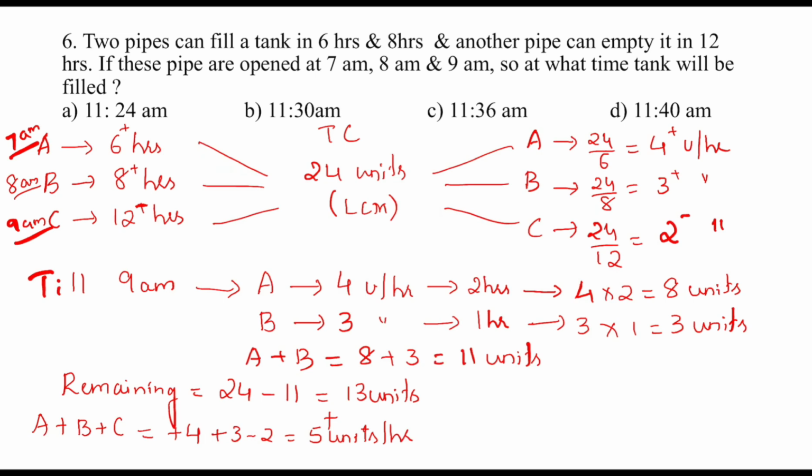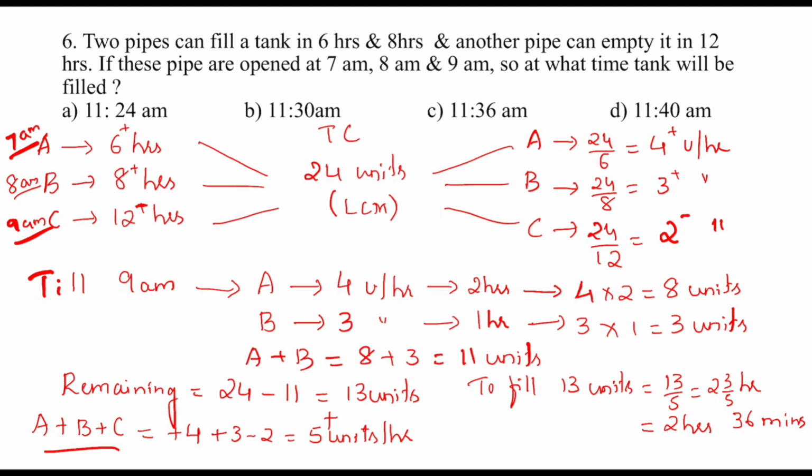So to fill 13 units, how much time will be taken? To fill 13 units when all three are open and running now, 13 divided by 5, which is equal to 2 and 3 by 5 hours. 3 by 5 of an hour is 36 minutes, as we had just seen in the previous problem. So 2 hours 36 minutes. To fill the remaining 13 units, all three operating together will take 2 hours 36 minutes.